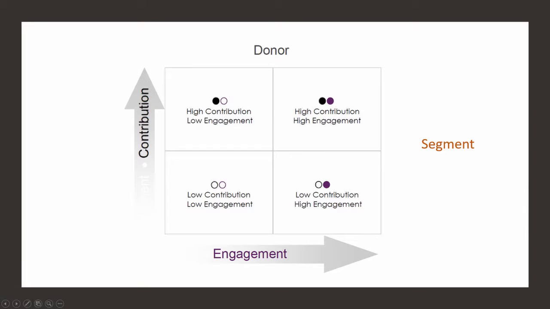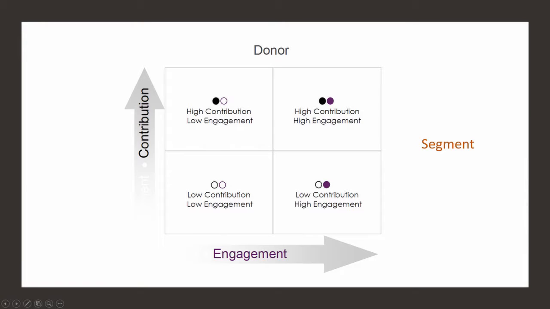The low quadrant are those donors who make small gifts but for whom the organization is not a top priority. The next quadrant is composed of donors who make small gifts and are closely affiliated with the organization. These donors are passionate about the cause and loyal to your organization.